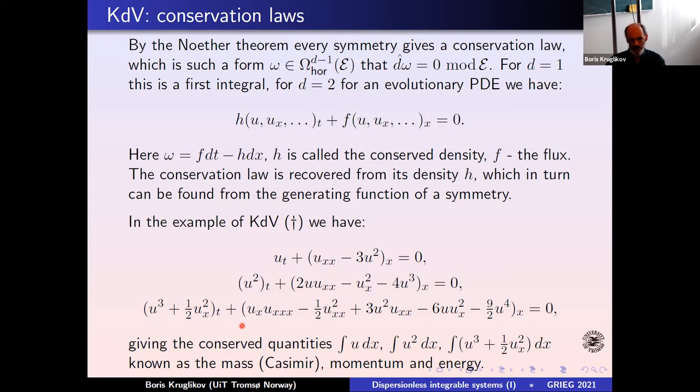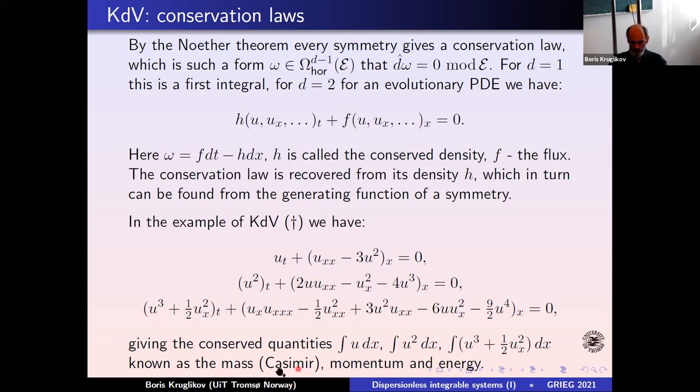And usually people write conserved quantities as the integral of h dx equal to zero. Why? Because if you differentiate by t the integral of h dx, then you will get the integral of fx dx, and if f decreases at infinity, that's the integral from minus infinity to infinity, it is equal to zero, right? By the fundamental theorem of calculus. So therefore, if you concentrate on h, which is u square, u cube plus 1/2 ux square, then we have these conserved quantities. And they are known as mass, momentum, and energy.